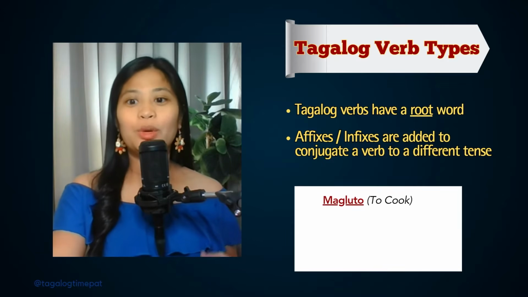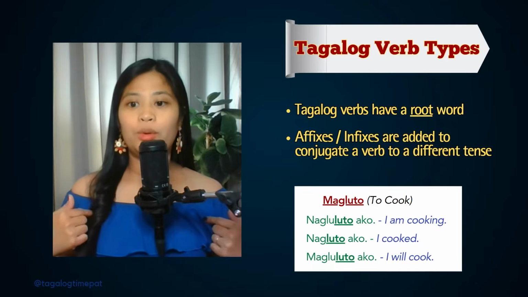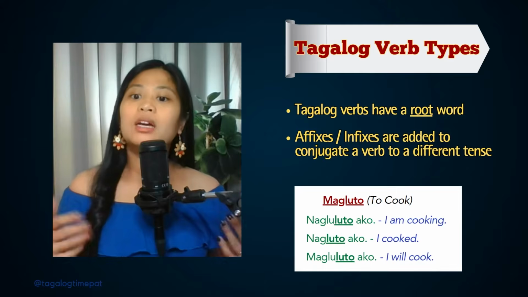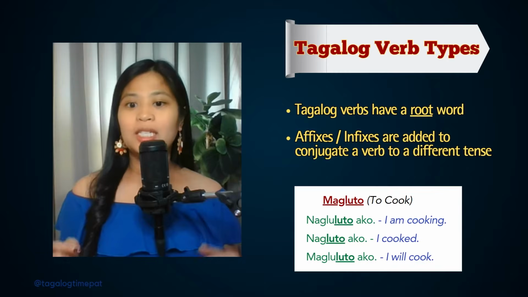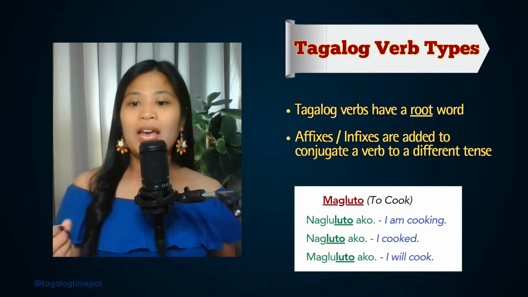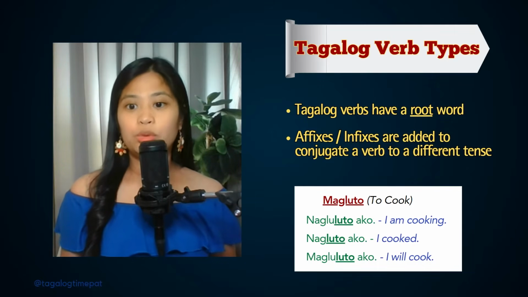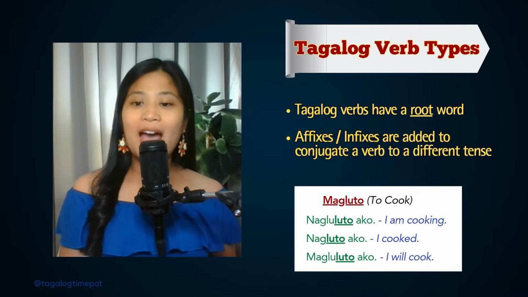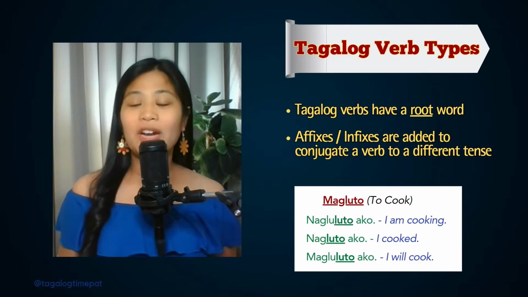So for example, the word magluto, to cook. In the present tense, it's nagluluto ako, I am cooking. In the past tense, nagluto ako, I cooked. In the future tense, magluluto ako, I will cook. And I've underlined and bolded the root here. So luto, that's the root word of to cook. And then an affix is usually added to indicate the different tense. So you can see the different affixes there.